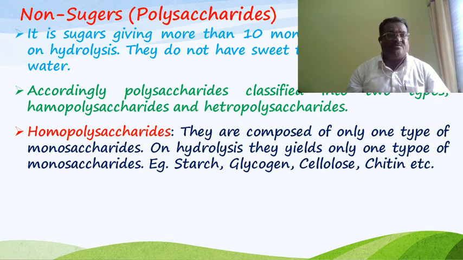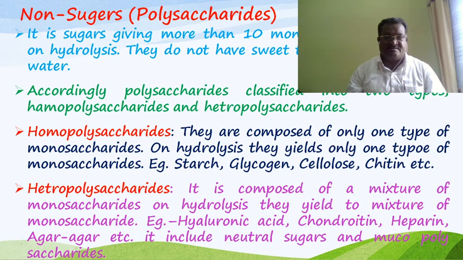So first of all, what is meant by homopolysaccharides? They are composed of only one type of monosaccharide on hydrolysis. After hydrolysis, they release the same type, or only one type, of monosaccharide molecules. This is called homopolysaccharides. They yield only one type of monosaccharide. Examples are starch, glycogen, cellulose, etc.